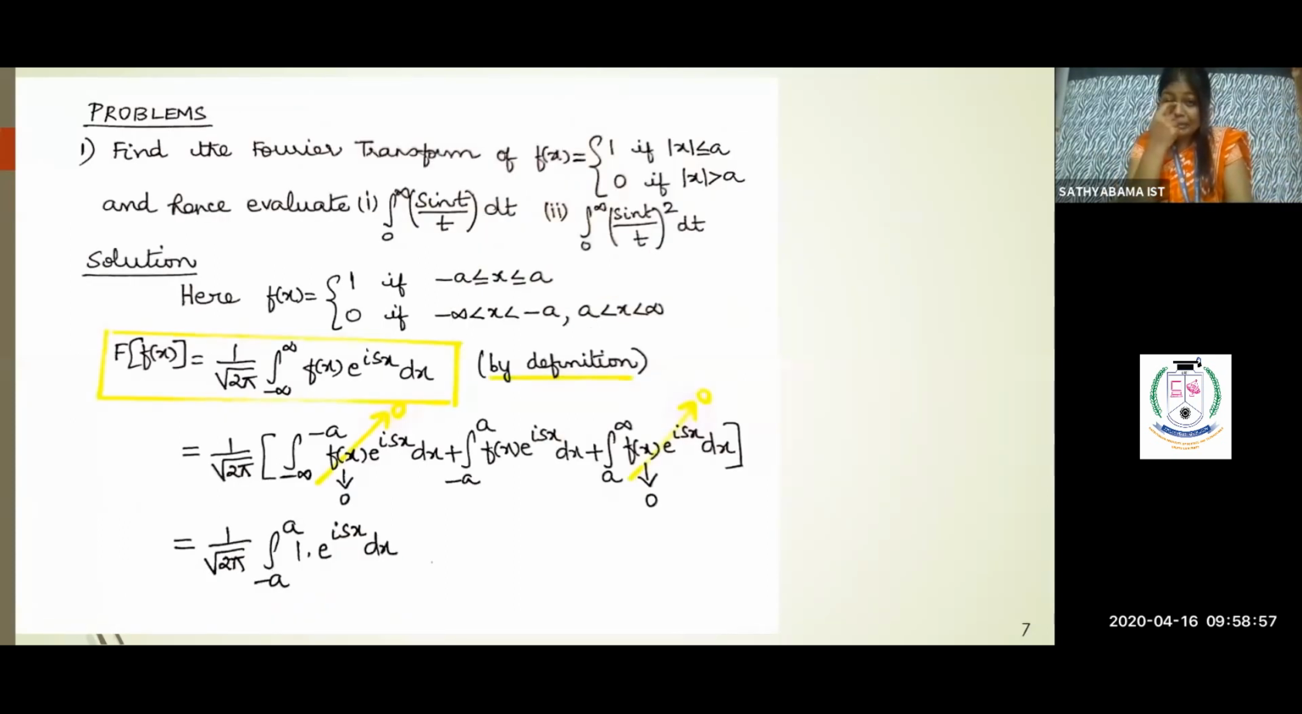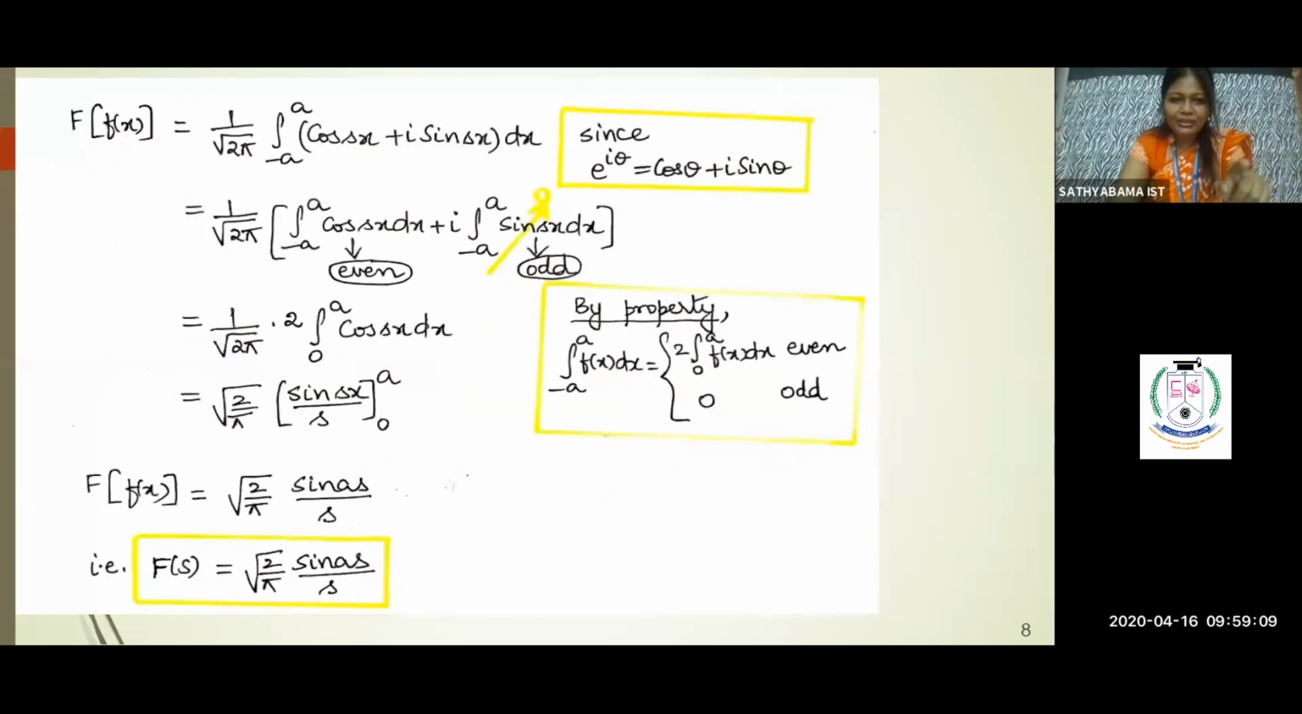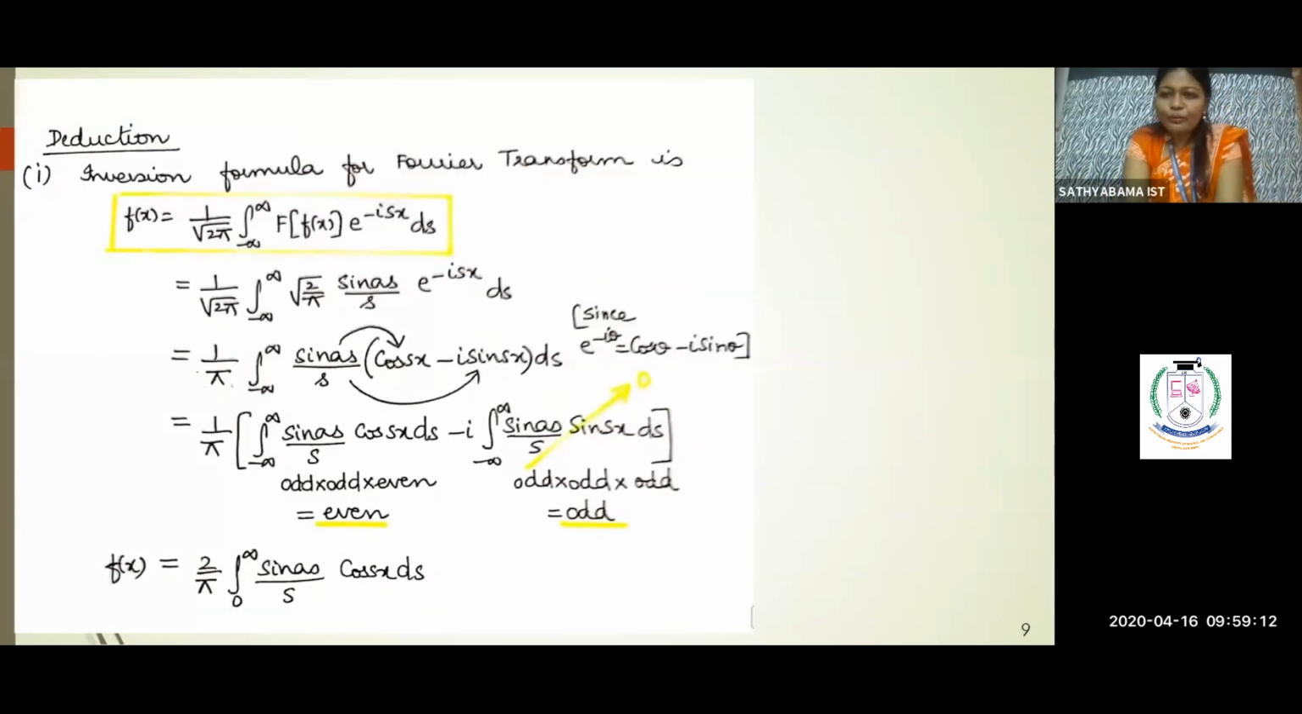So for the first deduction, I will simply use the inversion formula. For the second deduction, since I have the whole square, I will use Parseval's identity. Once you identify that, it's going to be really easy. Okay, let's go to the first deduction. As I told you, to prove the first one, we simply use the inversion formula. Now, what is the inversion formula for the Fourier transform? This formula you have to know by heart: f of x equal to 1 by root of 2 pi integral from minus infinity to plus infinity of F of s e power minus isx ds. The inversion formula has ds, so s is the variable. Now all we have to do is substitute and simplify. You will automatically get the value of integral sin t by t. Let's see how we do it.